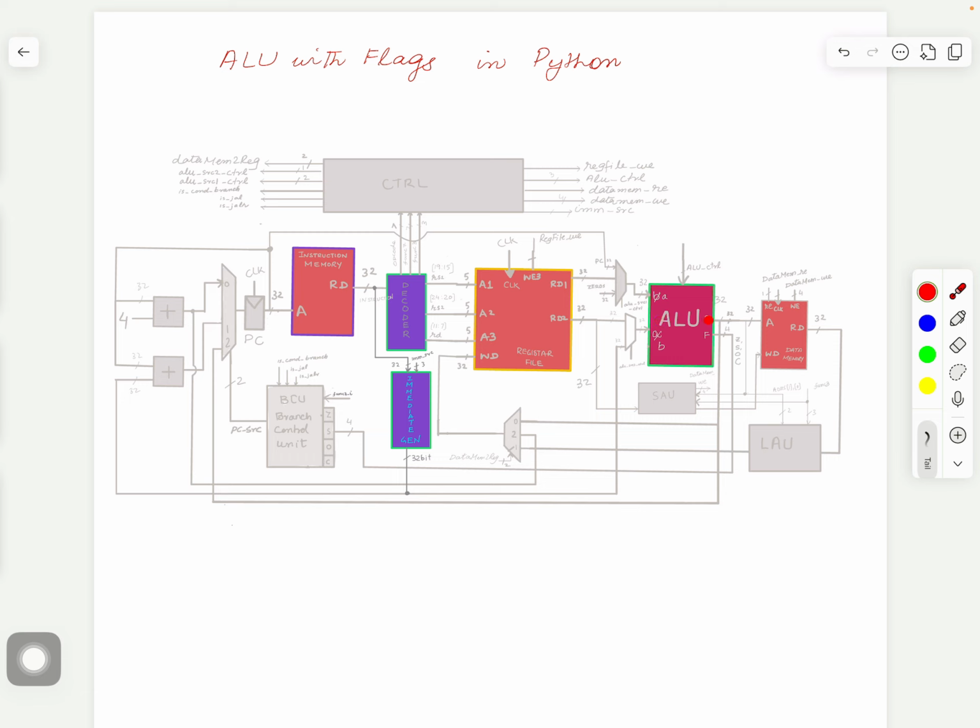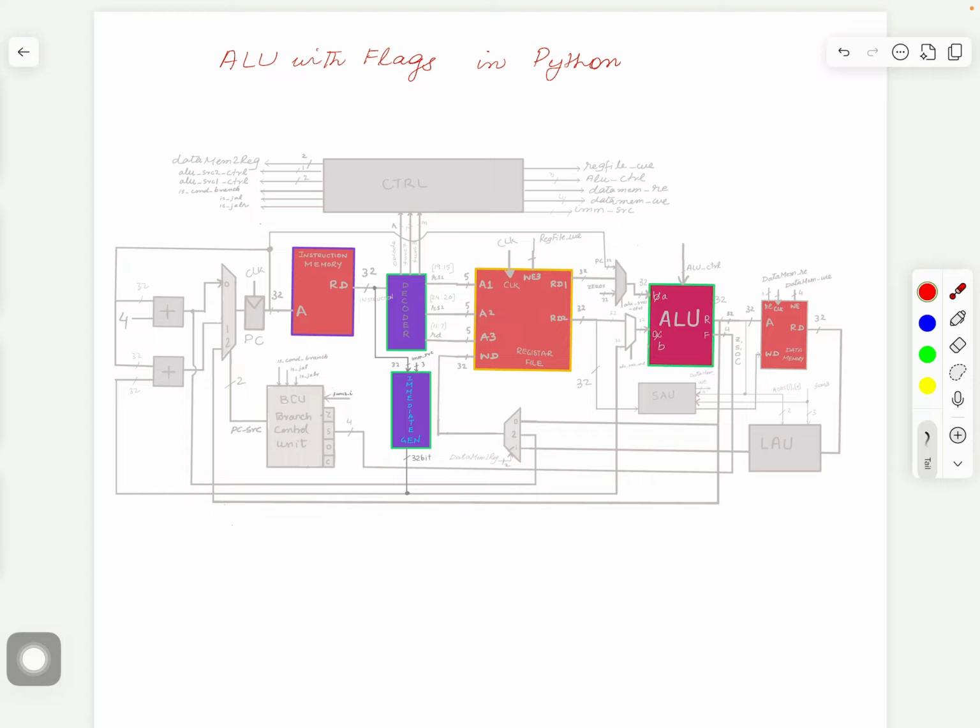Then we have a result, which is 32-bit. So this is 32-bit, this is 32-bit. In some cases, we don't need all 32 bits. For example, it's 5 bits for the magnitude by which we shift. So only 5 bits are valid for us.